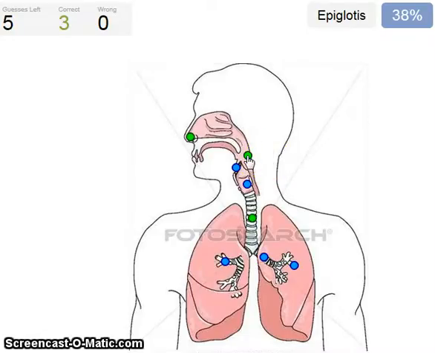Pharynx, also known as the throat, connects nasal and oral cavities with the larynx and esophagus. As part of the respiratory system, it allows the movement of air from the nose and mouth to the larynx in the process of breathing.